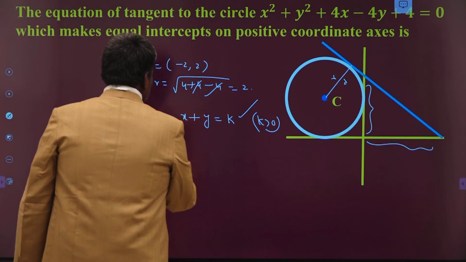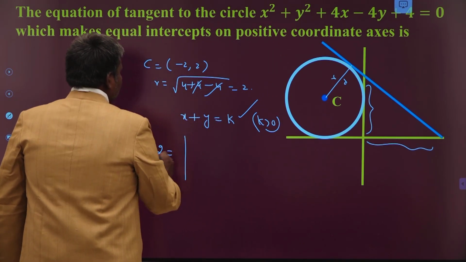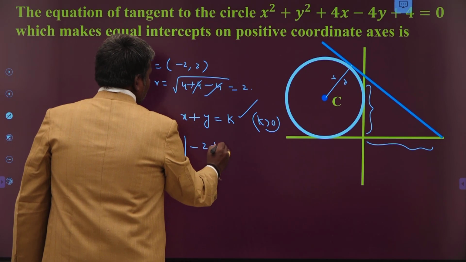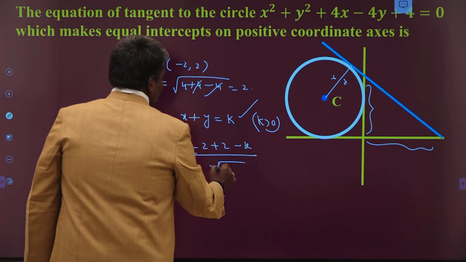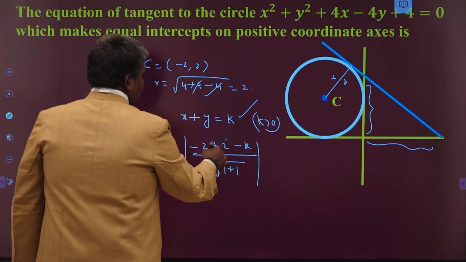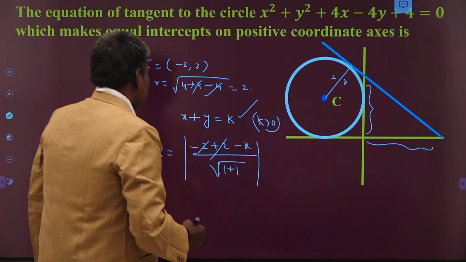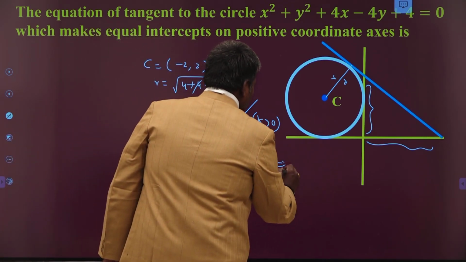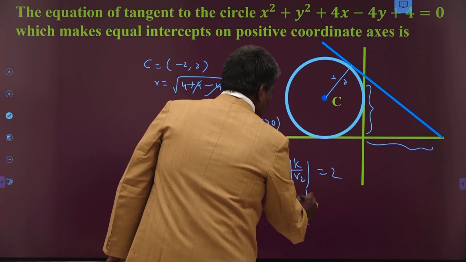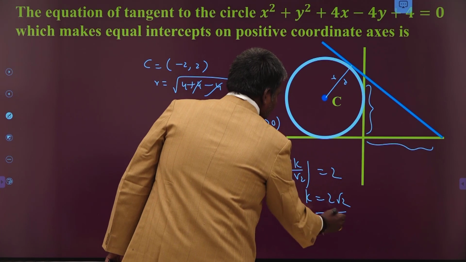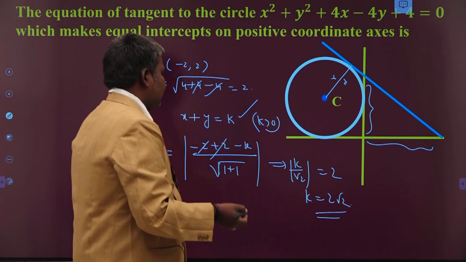So, what is the radius of the circle? 2 equals modulus of (minus 2 plus 2 minus k) by root of a square plus b square, that is 1 plus 1. Plus 2 minus 2 gets cancelled. This implies k by root 2 equals 2. So, k equals 2 root 2, which we have to take here because both the intercepts are positive.